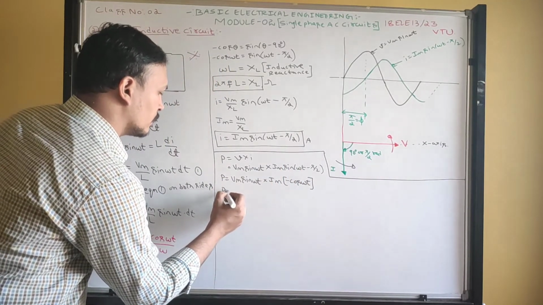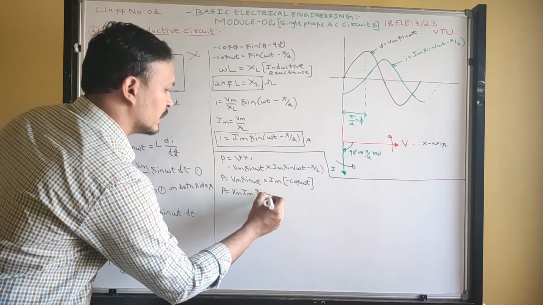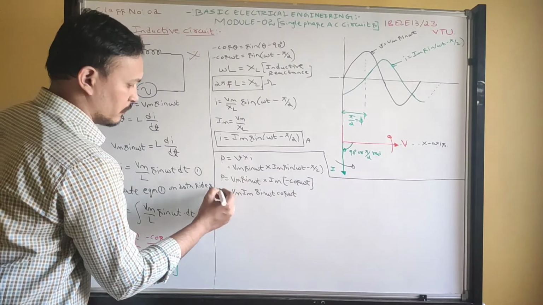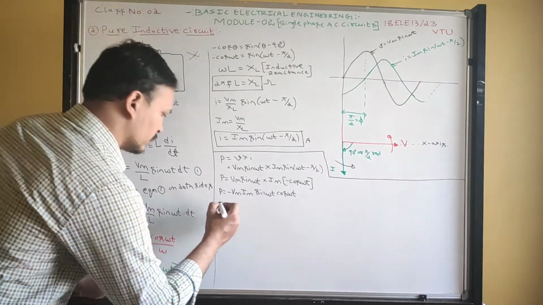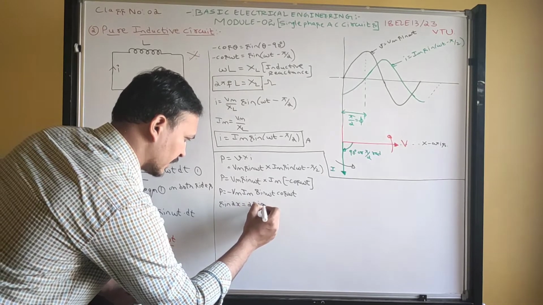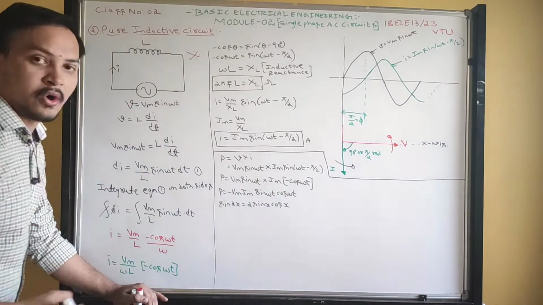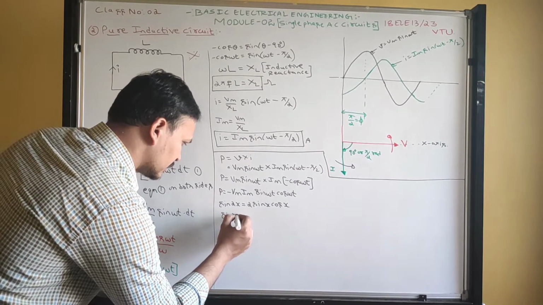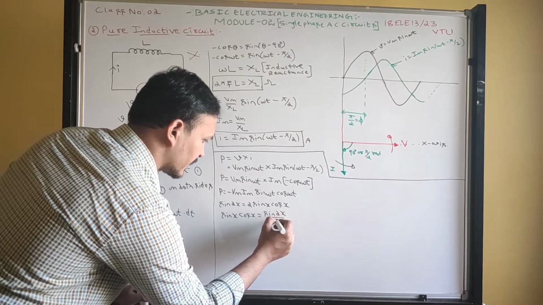Now multiply these two. You will get Vm into Im sin omega t into cos omega t. See, this minus is there, no? That I will write at the start: minus Vm Im sin omega t cos omega t. We know the trigonometric relation. What is the sin 2x formula? 2 sin x into cos x is equal to sin 2x. So from this, sin x into cos x is equal to sin 2x divided by 2.